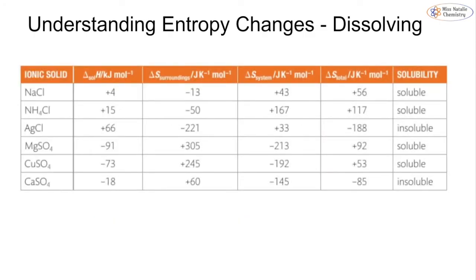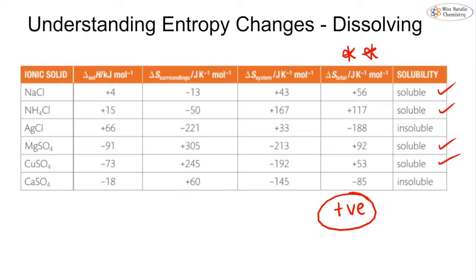So we can then start to look at the solubility in water of some other ionic solids. And you can see that it gives you all of the different values, and you would be able to work each of these out. So you've got your enthalpy of solution, your entropy of surroundings, entropy of the system, and therefore your total entropy. And this is the one that's going to determine. And remember, we're looking for a positive value to get this spontaneous reaction. So sodium chloride and ammonium chloride, as well as magnesium sulfate and copper sulfate, all have positive values when we're calculating the total entropy. So each of these is going to be soluble.